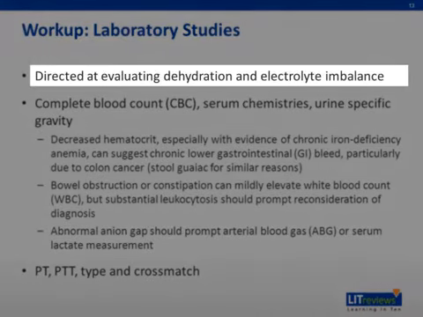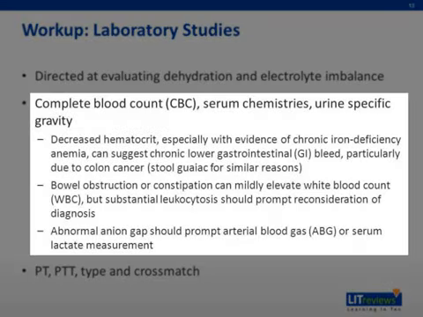Laboratory studies are directed at evaluating the dehydration and electrolyte imbalance that may occur as a consequence of large bowel obstruction, and at ruling out ileus as a diagnosis. Routine complete blood cell count, serum chemistries, and urine-specific gravity should be evaluated. A decreased hematocrit level, particularly with evidence of chronic iron deficiency anemia, may suggest chronic lower GI bleeding, particularly due to colon cancer. A stool guaiac test also should be performed for similar reasons.